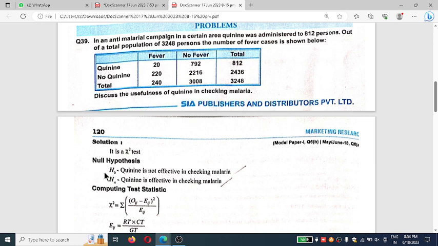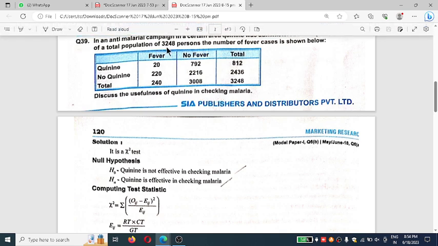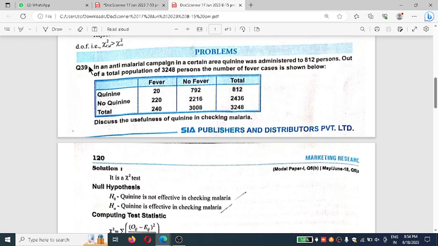So H naught, what will you do? What is the question here? Discuss the usefulness of quinine in checking malaria. In the question, students, they are writing that in the anti-malarial campaign, quinine was administered to some of the total population, and these are the numbers of fever cases. So you need to discuss the usefulness of quinine.